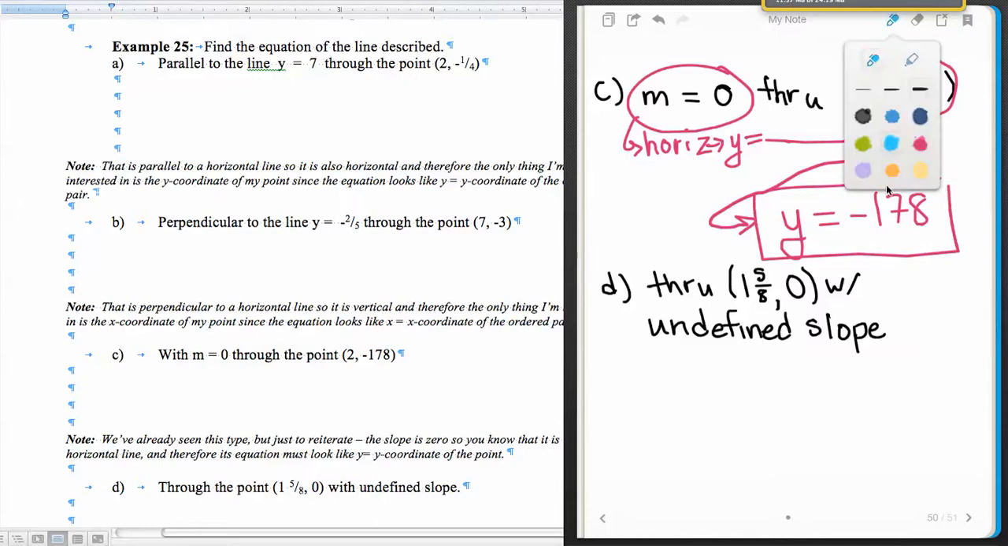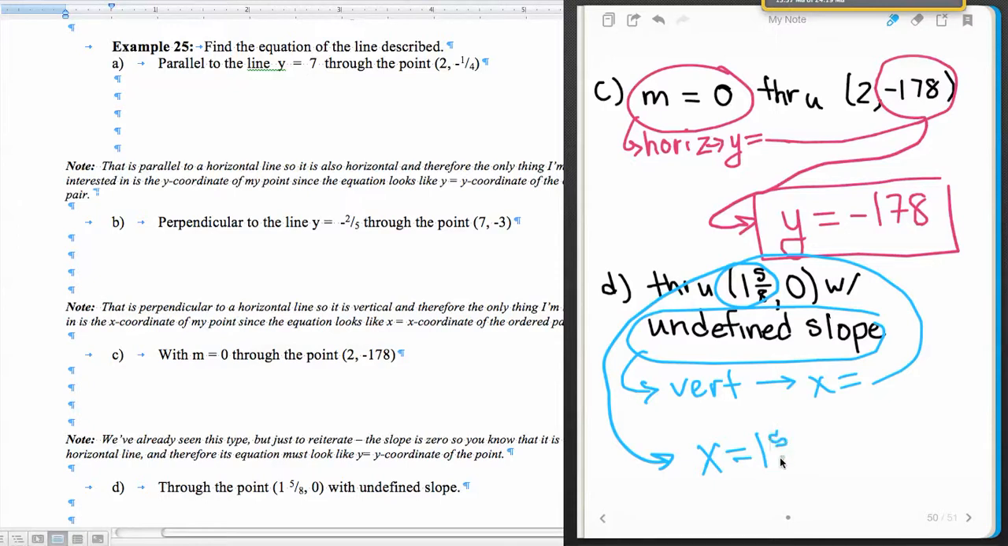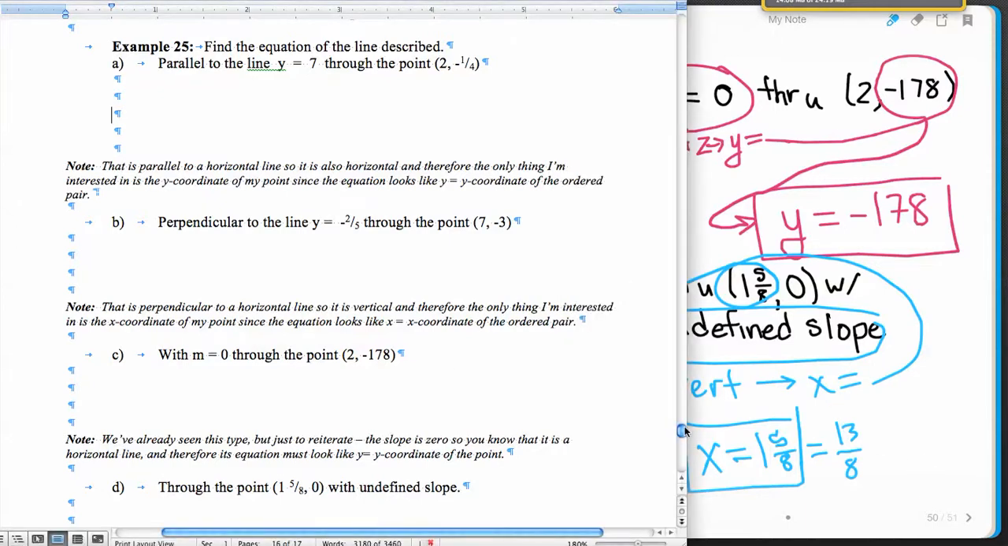Then our next problem, we say it must be through 1 5/8, comma 0, with an undefined slope. Well, undefined slope tells us that we have a vertical line. And a vertical line says that we have to have an x equals line. And what does x equal? Well, it equals the x coordinate of the ordered pair. So x equals 1 5/8. And if you'd rather write that as an improper fraction, 8 times 1 plus 5, or 13/8, that's okay too. But this is perfectly acceptable. So those are special sets of circumstances.